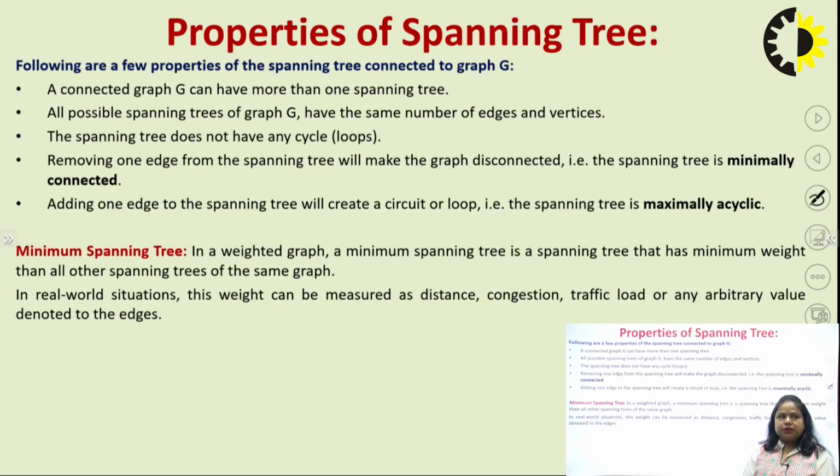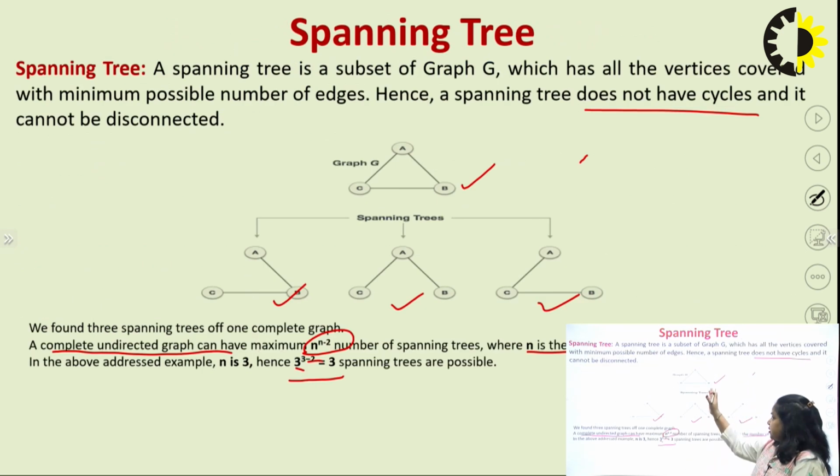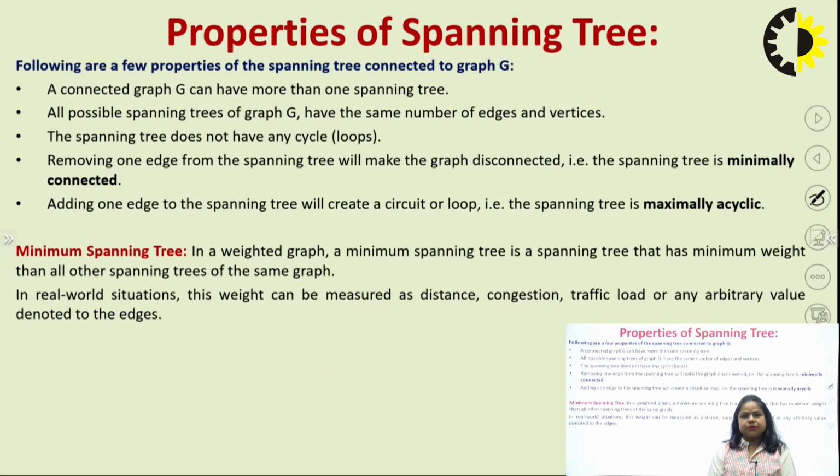Now after that, there are certain properties of a spanning tree. The following properties we have. First of all, a graph G can have more than one spanning tree. As in the previous example, we have this one graph and there are 3 possible cases. So the first property is that whatever connected graph G we have, it can have more than one spanning tree. Second, all the possible spanning trees of a graph G have the same number of vertices and edges. The number of vertices and edges is the same.